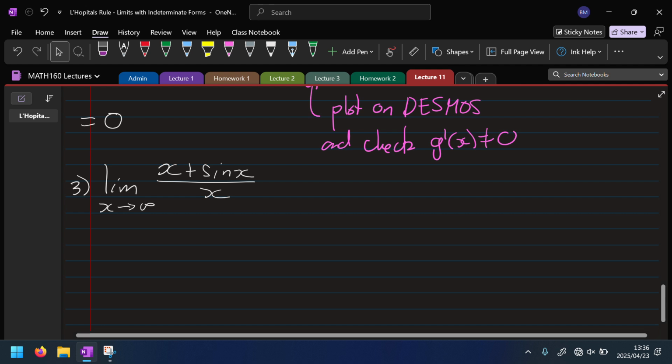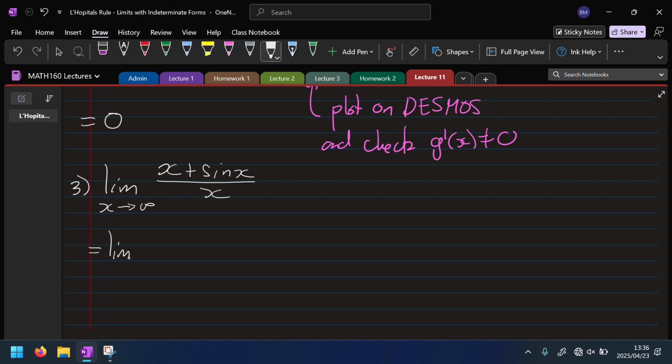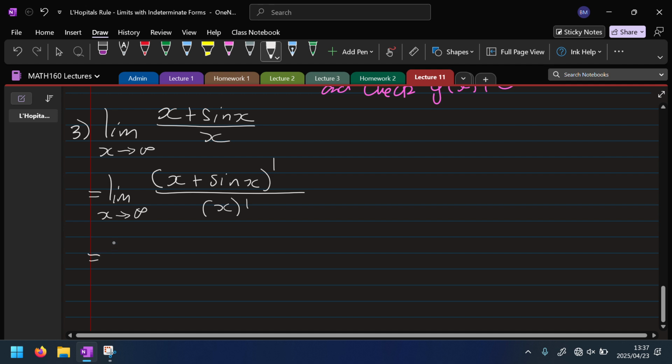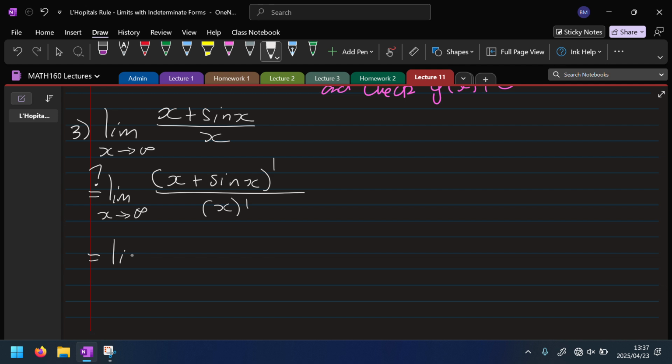Yes. Okay. So this is going to be the limit as x goes to infinity of the derivative of the top over the derivative of the bottom. So that's going to be (x plus sine x) prime over x prime. So this will be, again, question mark, because this is completely wrong. So this will be the limit as x goes to infinity. The derivative of the top will be 1 plus cos x. The derivative of the bottom is just 1.